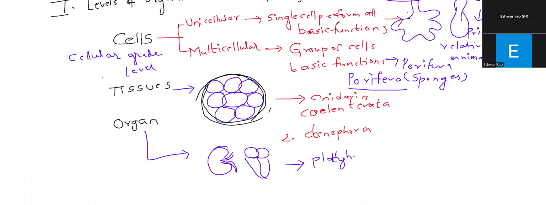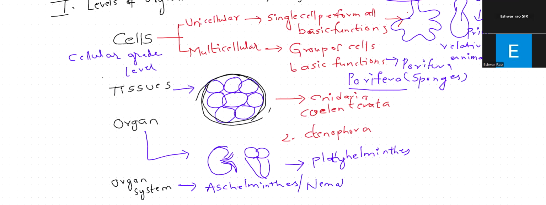Next one. Organ system level of organization. Organ system level of organization is seen for the first time in the phylum Aschelminthes, or Nematoda, or nematodes. Phylum Nematoda. So here, for the first time, organ system level.